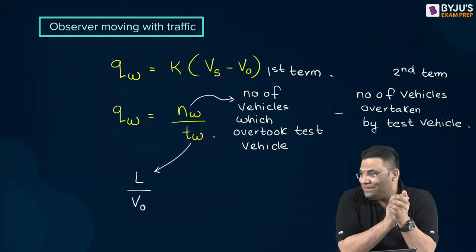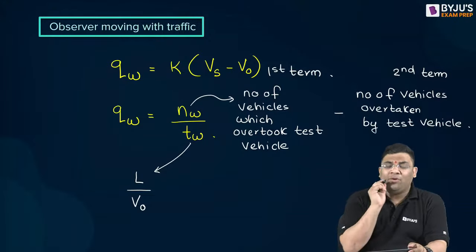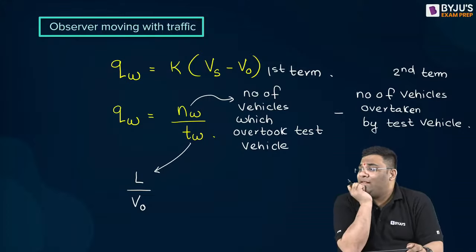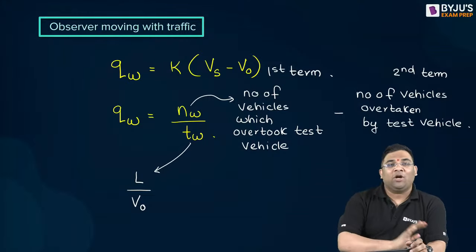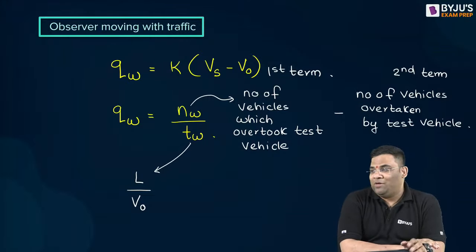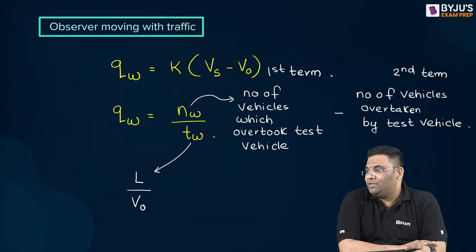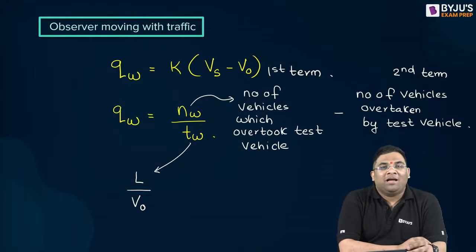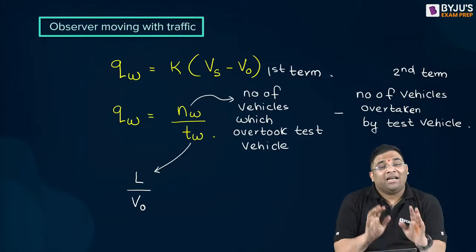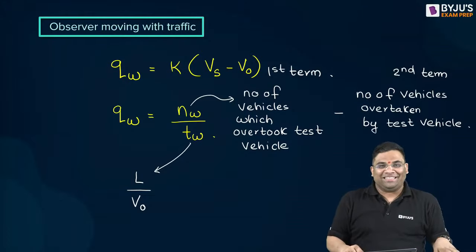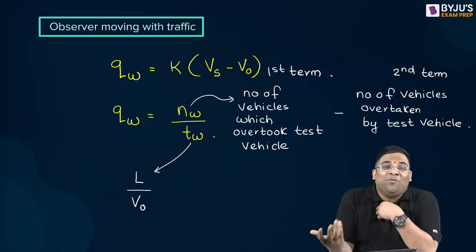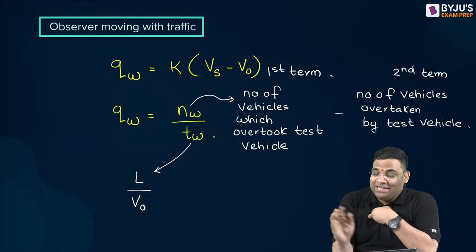Very good. So now, just tell me one thing. If you are a stationary observer, which term will be zero, the first term or the second term? If you are a stationary observer, not a moving observer, the second term will be zero, right? Because if you are stationary, how can you overtake anyone? That is not possible. In that case, the second term will be zero.